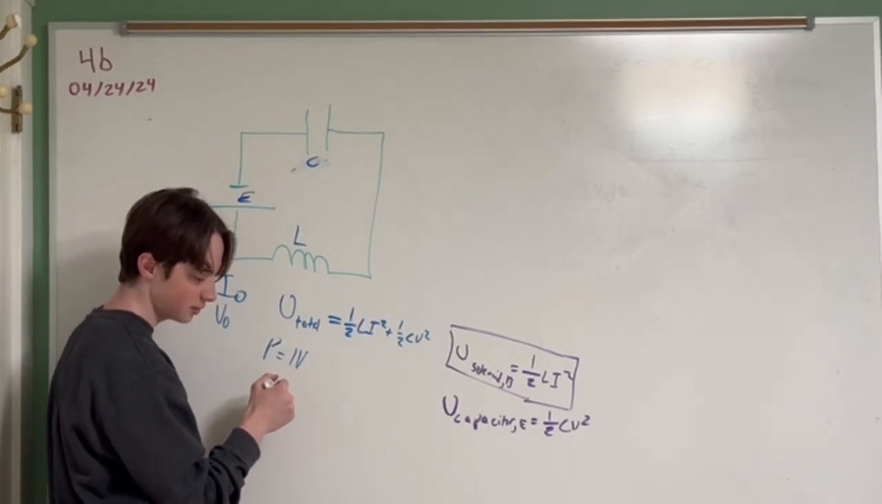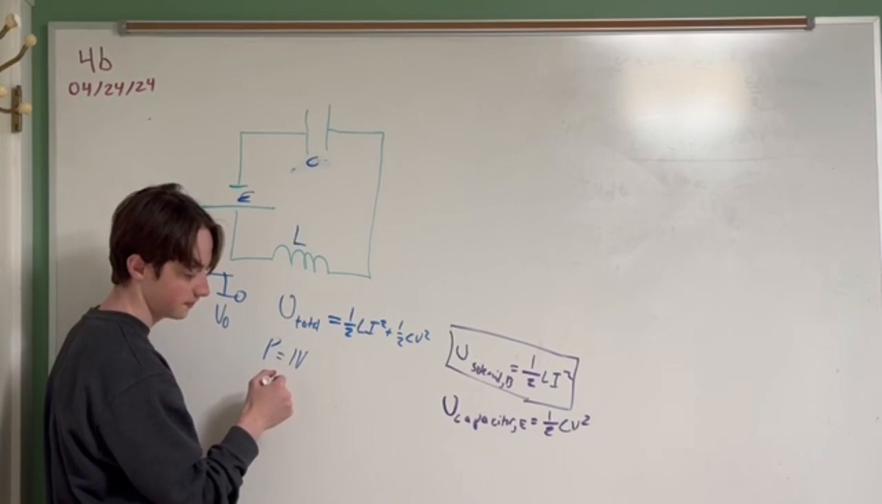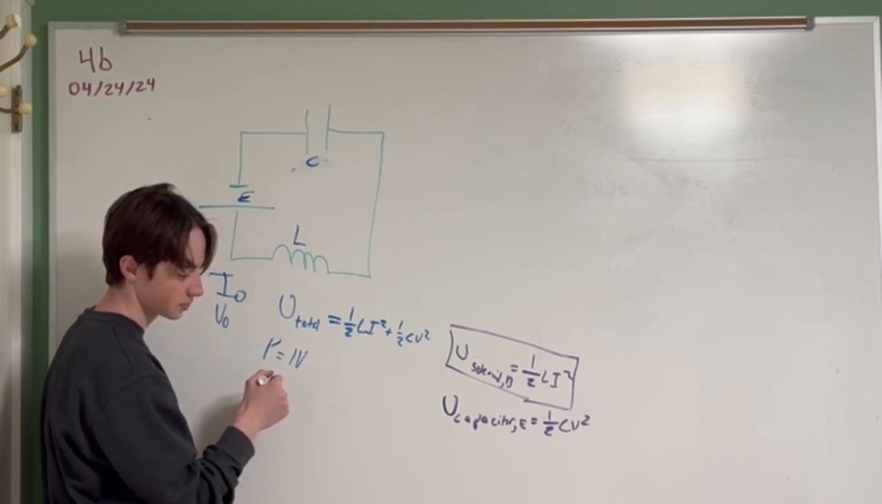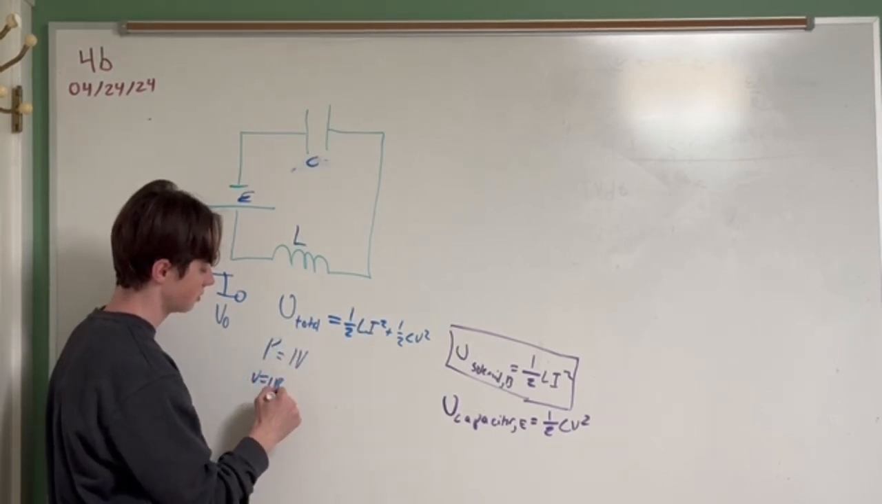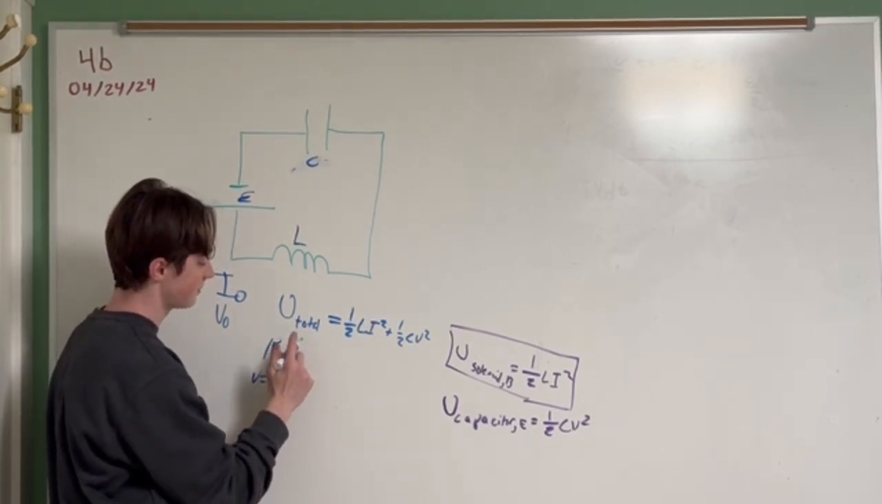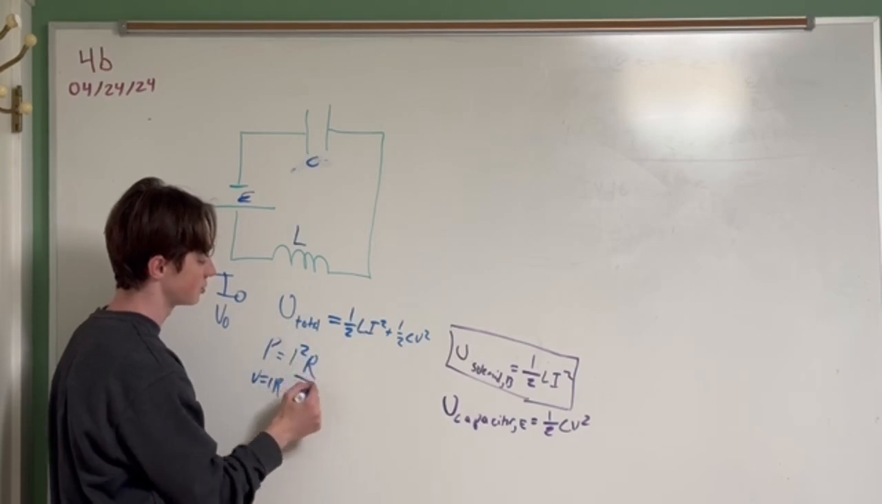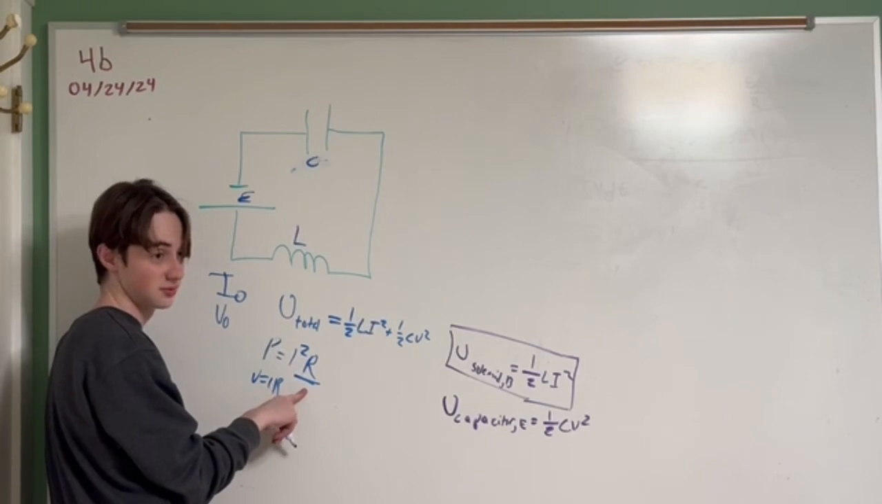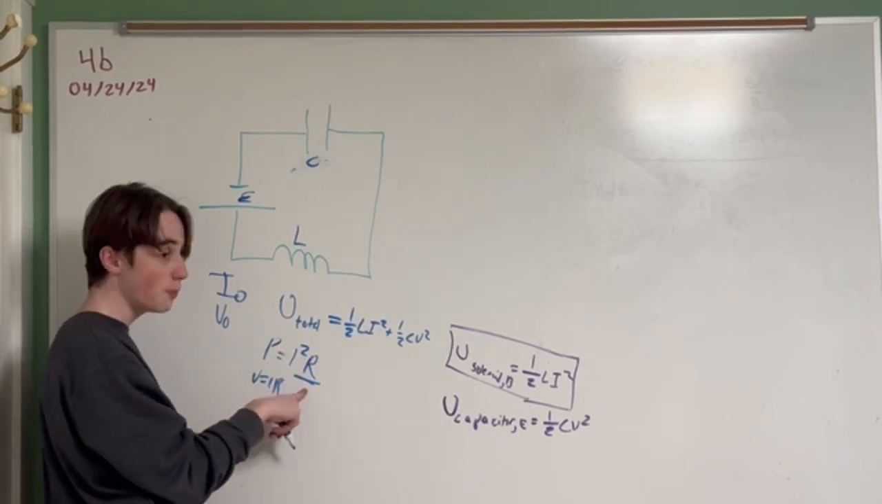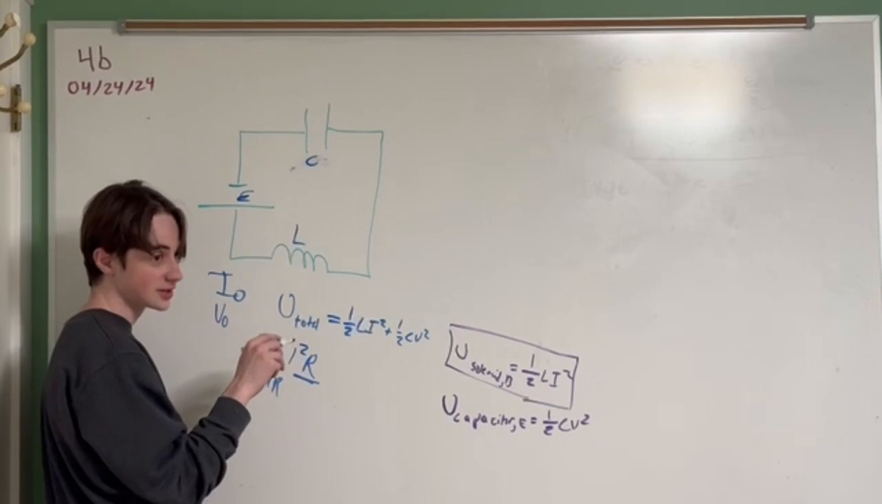Is P equal to IV? I don't know, that's what you said earlier. Sure. So V equals IR, and that means that power is equal to I squared R. How much resistance is in this circuit? 0. So there's no power. Nothing is happening.